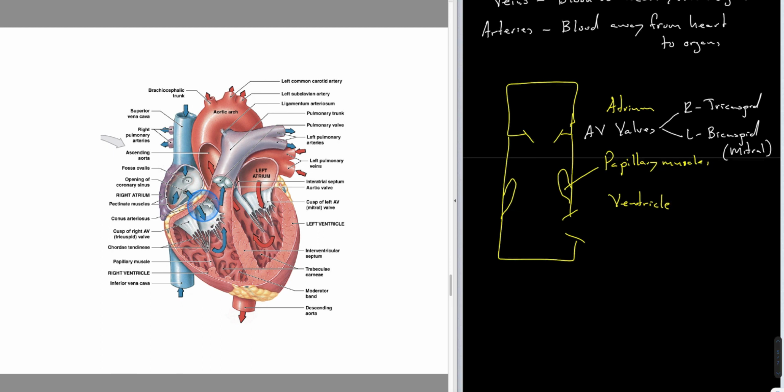So here is our first AV valve, the tricuspid. On the left side is our bicuspid. If we remember the order of flow, so right side first and then left side second, then an easy way to remember is tri before you bi. Tricuspid, bicuspid.